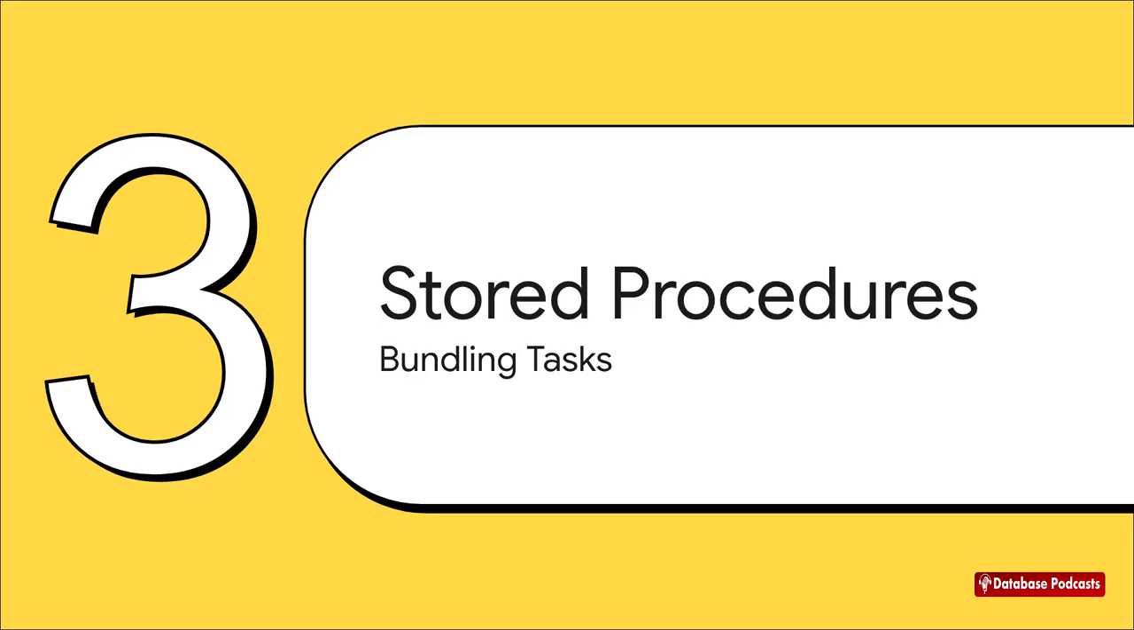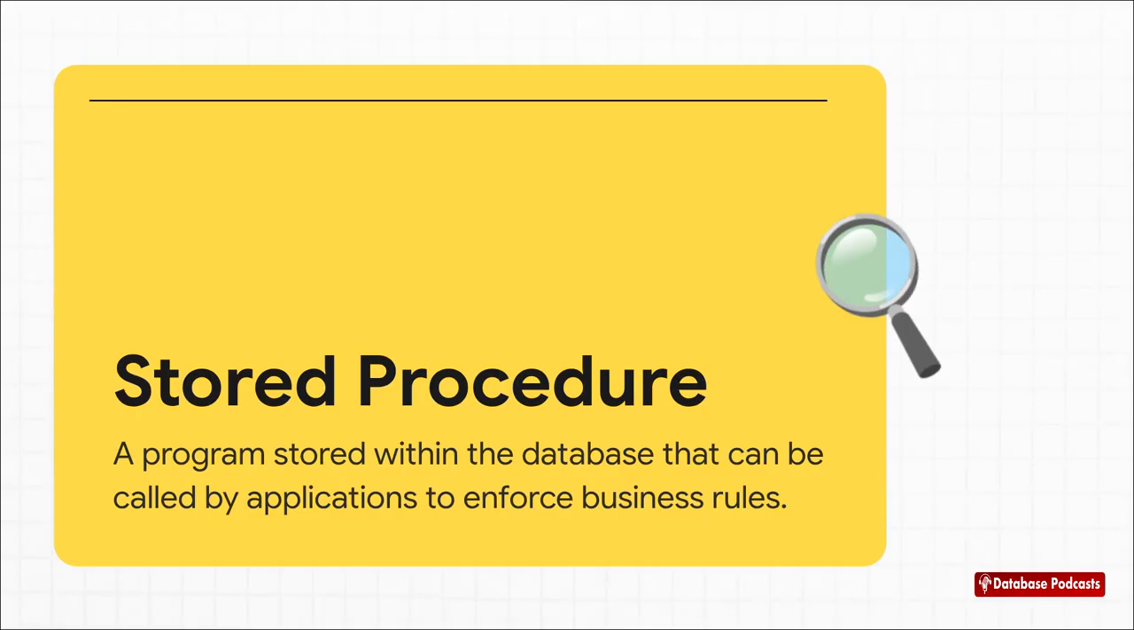Okay, so we can reuse calculations with functions, and we can automate reactions with triggers. But what about when you need to bundle an entire sequence of actions together? A whole business process, like setting up a new customer. That might involve creating a record in the users table, then another in the billing table, and maybe one more in the sales log. It's a multi-step operation. This is the perfect job for a stored procedure.